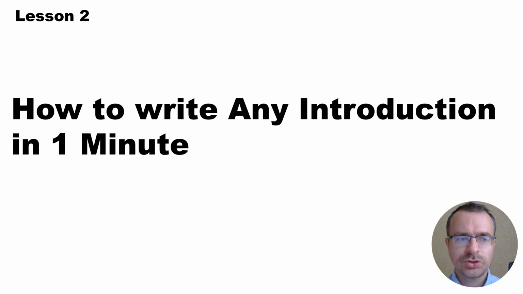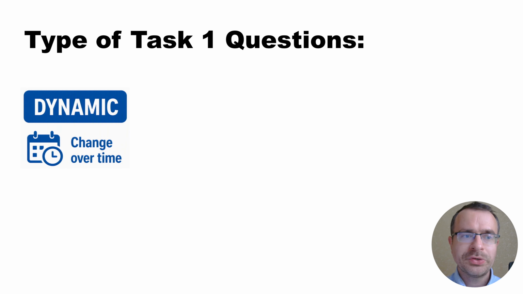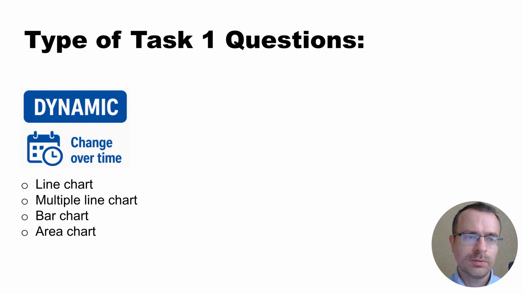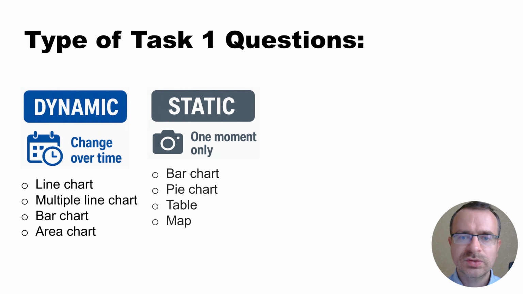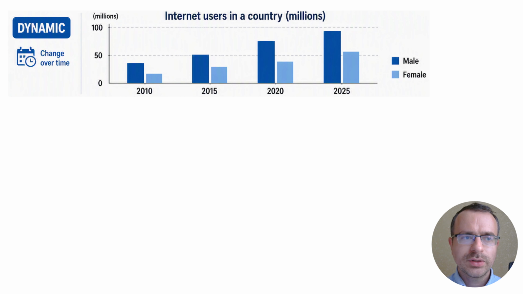Hello everybody, it's Valery from the Easy IELTS, and in the second lesson we're gonna talk about how to write any introduction in 1 minute. So there are different types of the task 1 questions. Sometimes you may get the dynamic charts, or sometimes you may get the static charts, or the process diagrams. So for each of these types of task 1 questions, we're gonna write the introduction. So let's start with the dynamic charts.